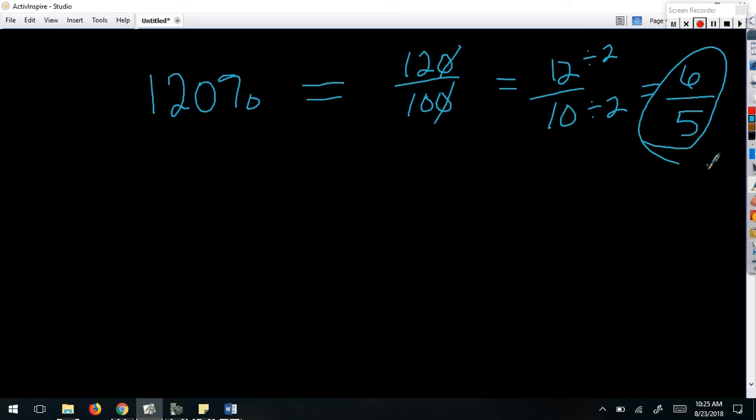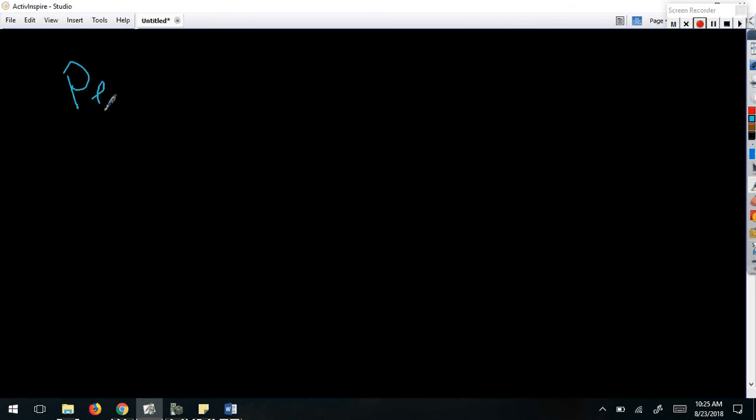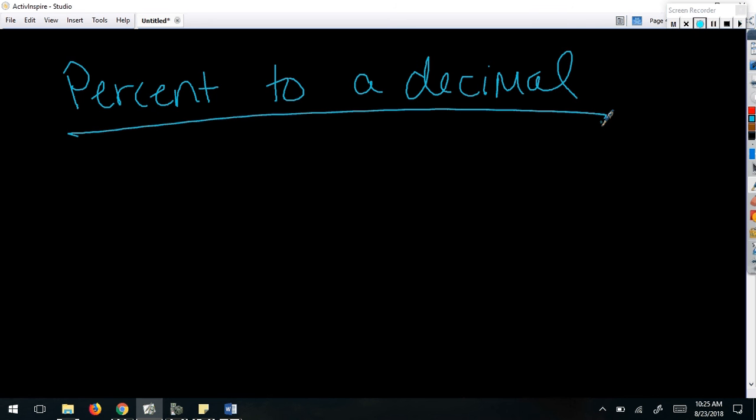How about a percent to a decimal? Now, y'all said that every time, and I've shown you, and it's been easy. Yeah, but decimals. 25% as a decimal. What do you do?